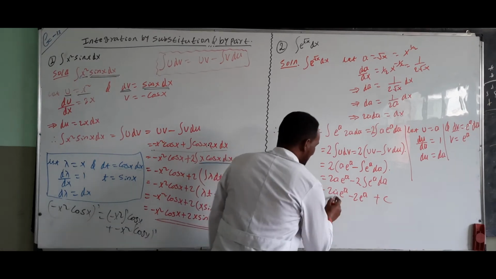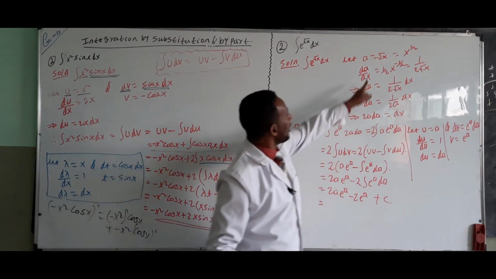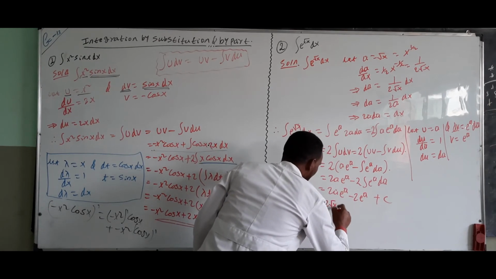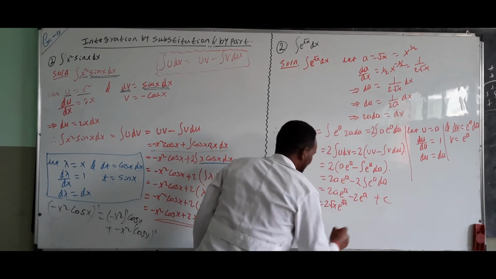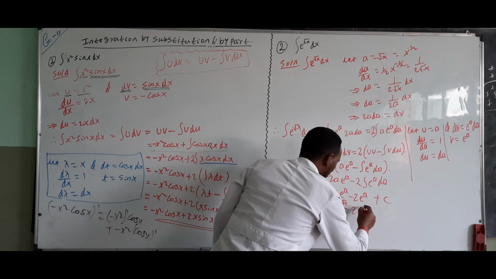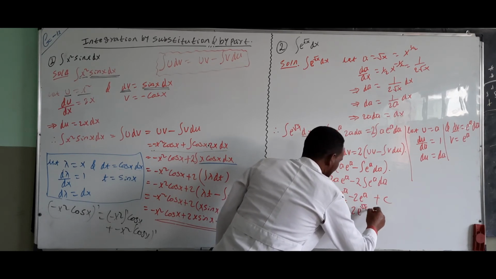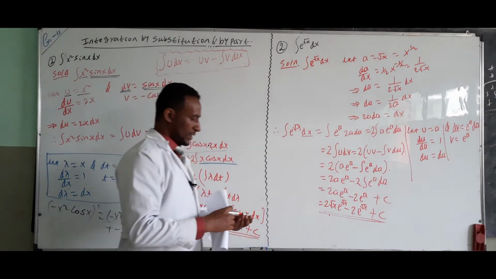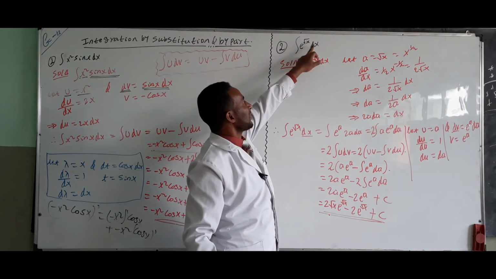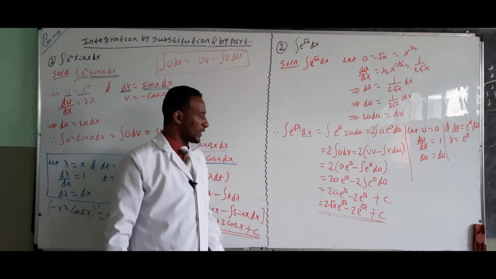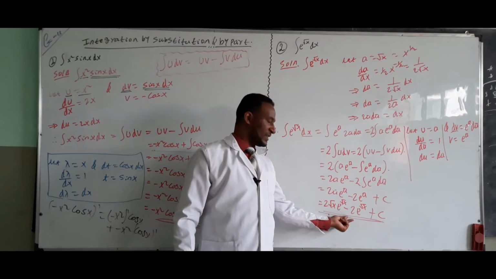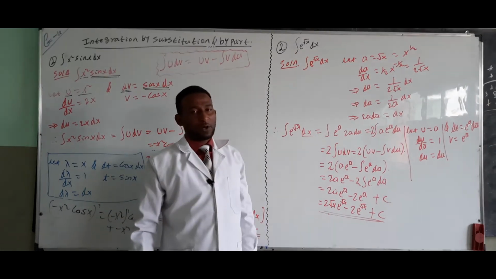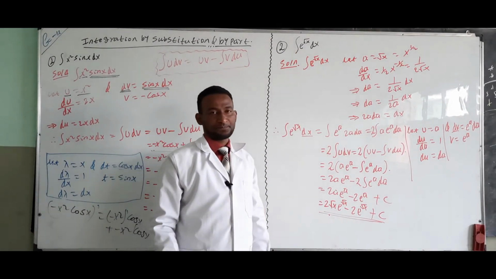Then when we substitute a equal to radical x, therefore 2 radical x e to the power of radical x minus 2 e to the power of radical x plus some constant c is the integration of e to the power of radical x dx. We can check by differentiating this function. We have to get e to the power of radical x.